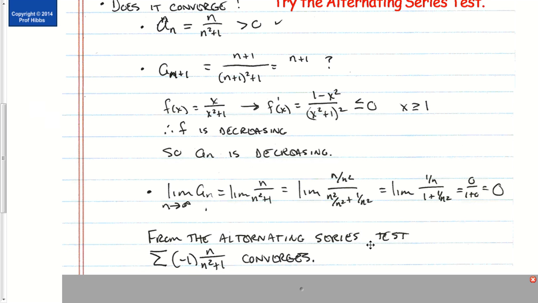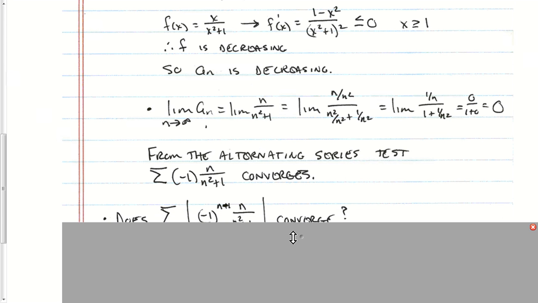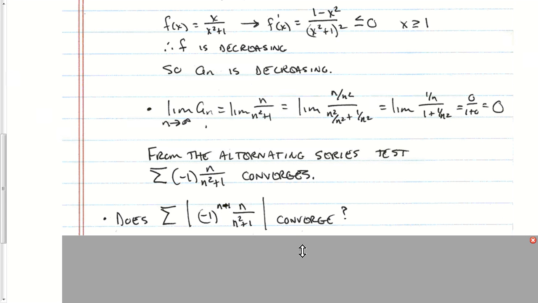Okay, that series converges. So now the question is, does the series of absolute values converge? Oops, that's a negative 1 with a power on, and I see I left that power off. But now our question is to decide whether it's conditionally or absolutely convergent.